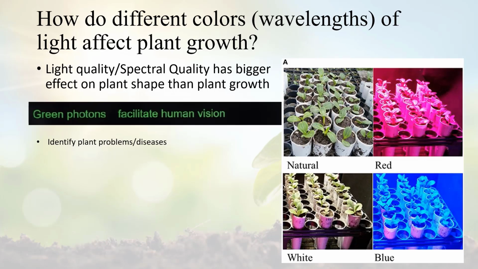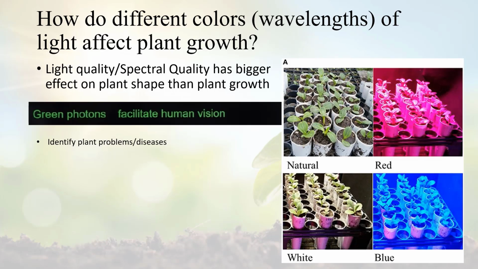Green light. Green light, again, is utilized for photosynthesis, to an extent. It's able to transmit through leaves. But green light is really important for growth, in this case growing indoors. In that type of system, you want to include green light because green light helps you identify plant problems and diseases.